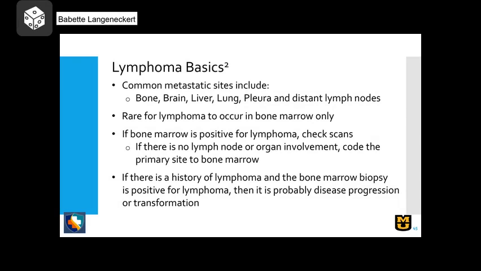More lymphoma basics. The common metastatic sites include bone, brain, liver, lung, pleura, and distant lymph nodes. It's rare for lymphoma to occur in bone marrow only. If bone marrow is positive for lymphoma, check scans. If there are no lymph node or organ involvement, code the primary site to bone marrow. If there is a history of lymphoma and the bone marrow biopsy is positive for lymphoma, then it's probably disease progression or transformation.